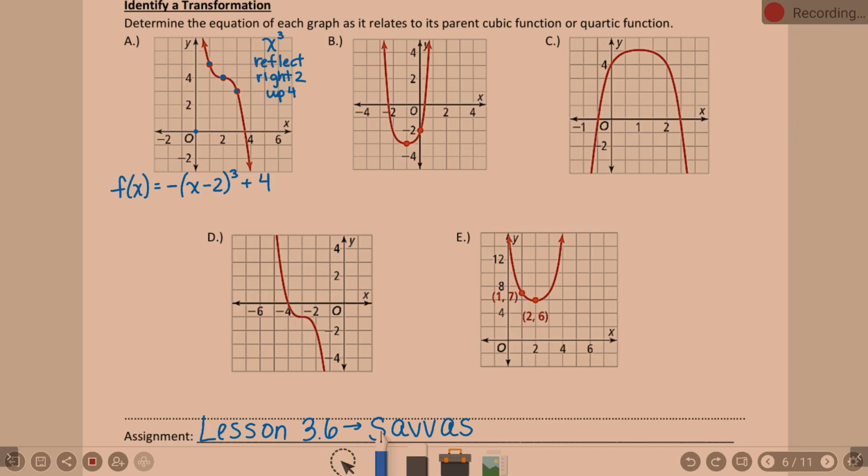And did we get everything on there? We got x cubed, we reflected, we went right 2, we went up 4. There you go, guys. You've written an equation. Okay, questions on that? Okay, let's try B.